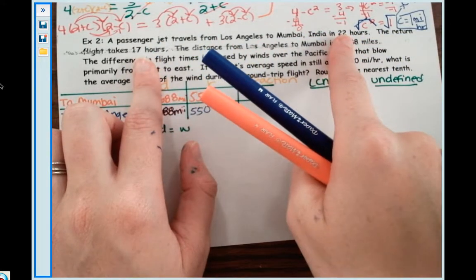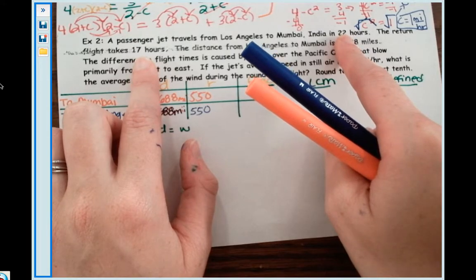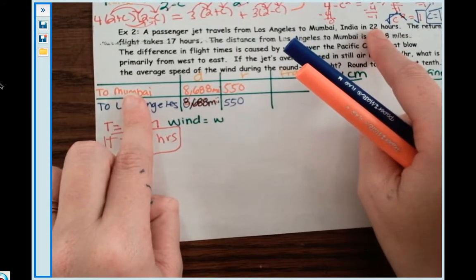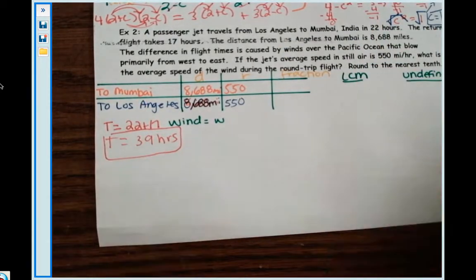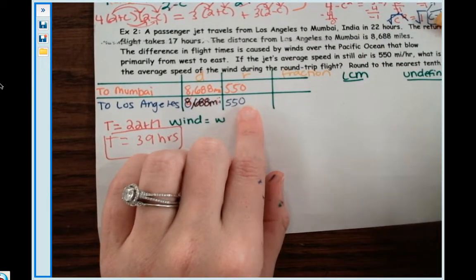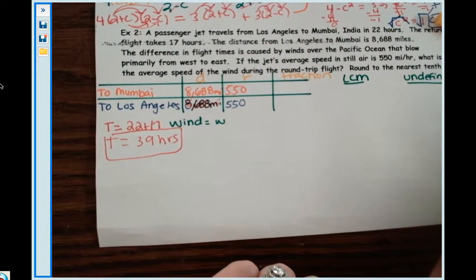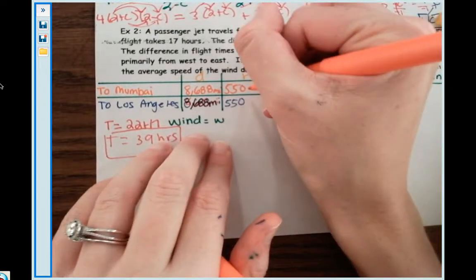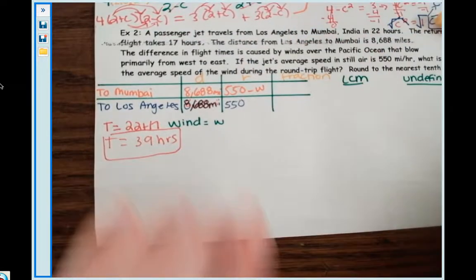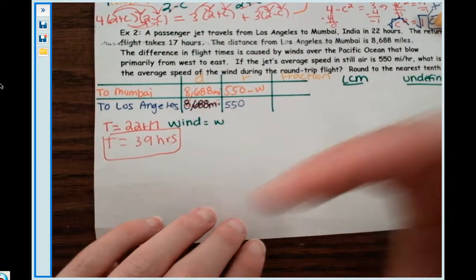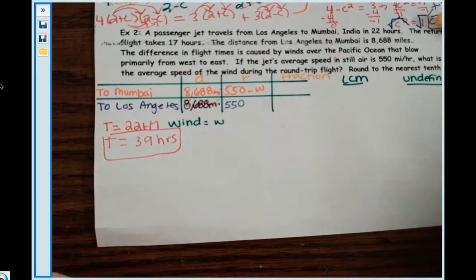But it seems like when we go there, it actually takes an extra 5 hours because we're fighting the wind. So when we're heading to Mumbai, we're going slower. So let's think about what we need to do to 550 to get a smaller number since our rate is going to be slower. You guys are so smart. We would subtract the wind because when we subtract something from a number, it gives us a smaller number. And if we're fighting the wind, we're going to be traveling at a slower rate.